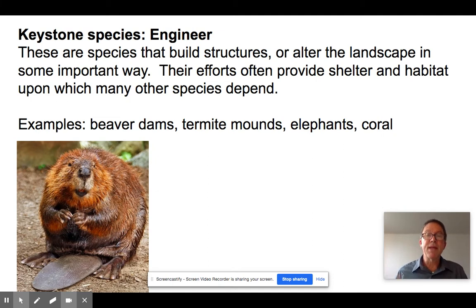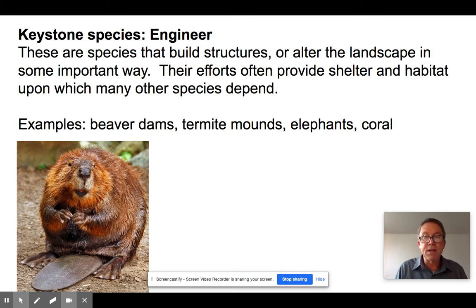Engineers are organisms that build things, and in building those things, they influence the ecosystem. The classic example of this would be a beaver. So beavers build dams, and these dams provide them with shelter, and it causes willows to grow on the banks, which they like to eat. And so when they're present, their dams take these little streams and turn them into ponds, which then in turn serve as habitat for all kinds of bird species, mammal species, fish species.